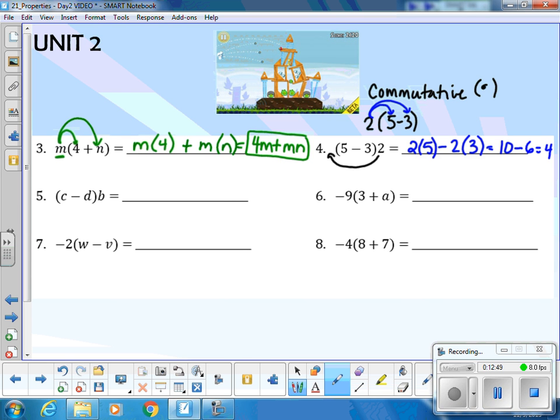I'm going to let you guys try 5. I'm going to let you guys try 6. We are going to do number 7 together. So jump down to number 7. I'm going to have you do 5 and 6 for your Edmodo.